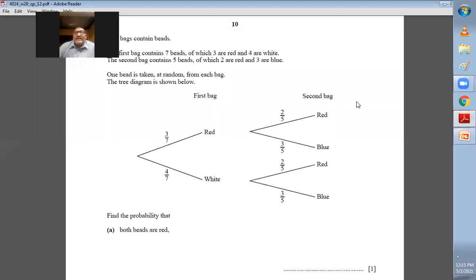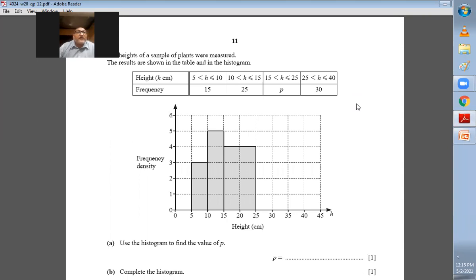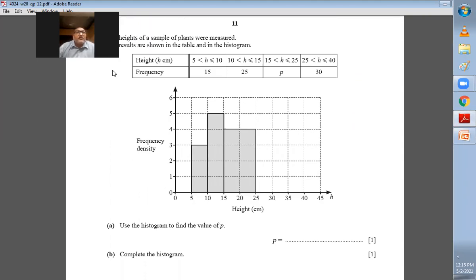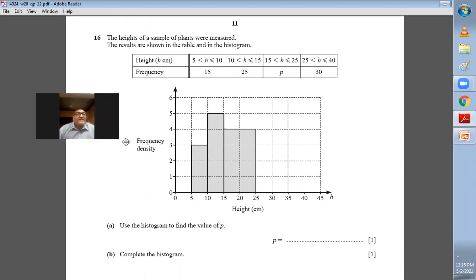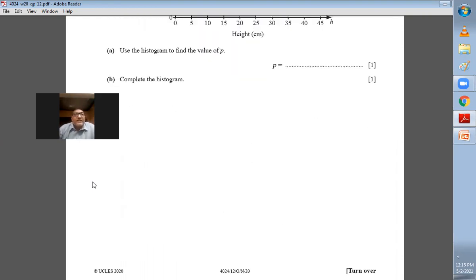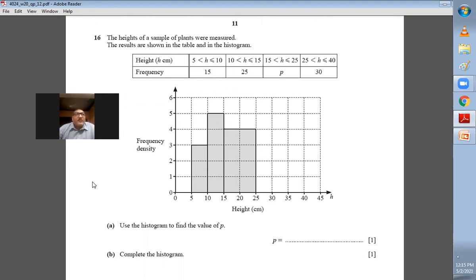Okay, so we are moving to the next question. The next question coming up on your screen is question number 16. I have to keep the size smaller so you can have a good look at the whole question. He says the heights of a sample of a plant are measured. The results are shown in the table and in the histogram. Heights are given from 5 to 10, 10 to 15, 15 to 25, 25 to 40. And the frequencies are also given: 15, 25, P and 30.